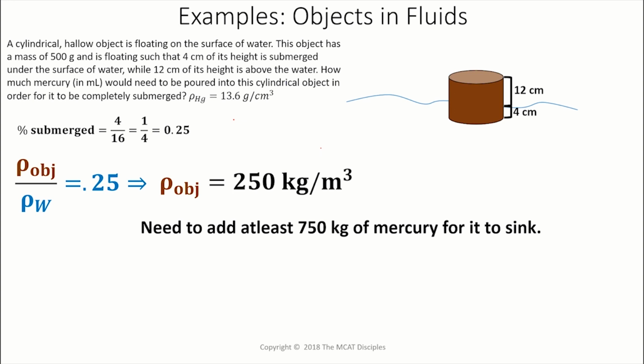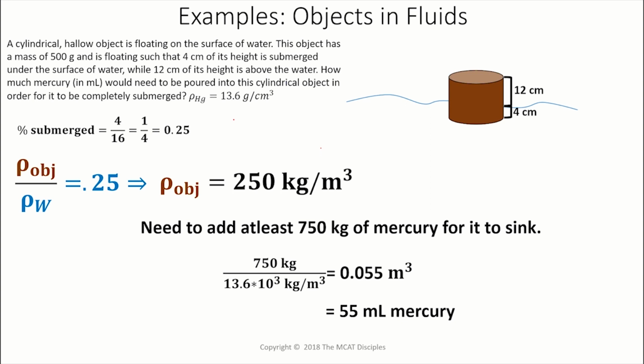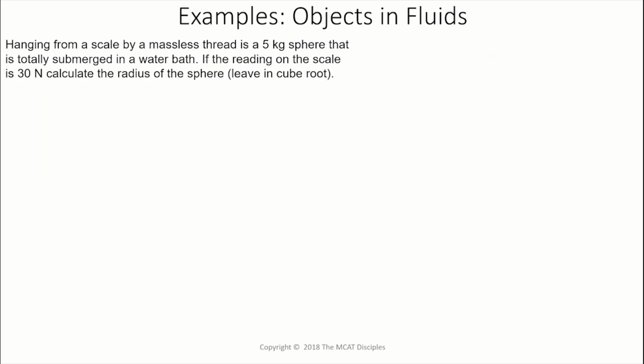So we can calculate that by using the density of mercury to determine how much mercury in volume we need to sink it, and then we can convert that to milliliters to determine that 55 milliliters of mercury is needed to sink this object. Now notice that the milliliters of mercury is not adding to the volume of the object, because we're just pouring that into the object. We're not actually changing the volume of the object. Okay. Another example.